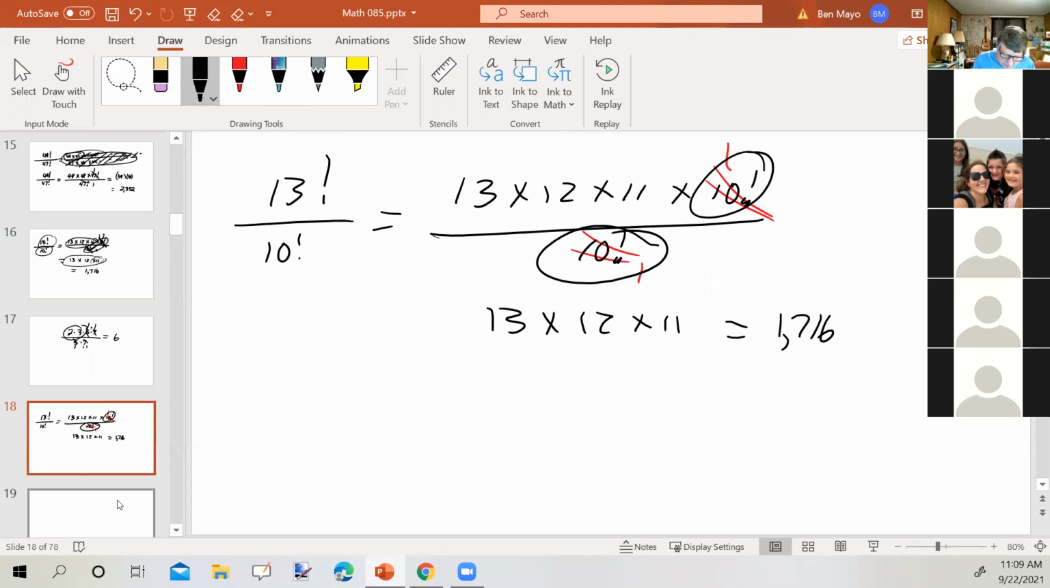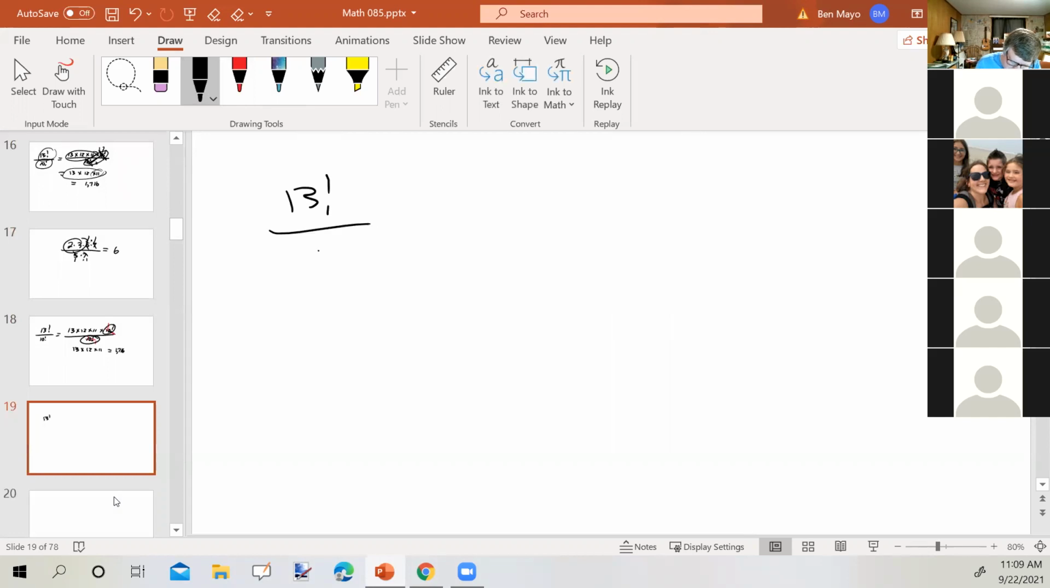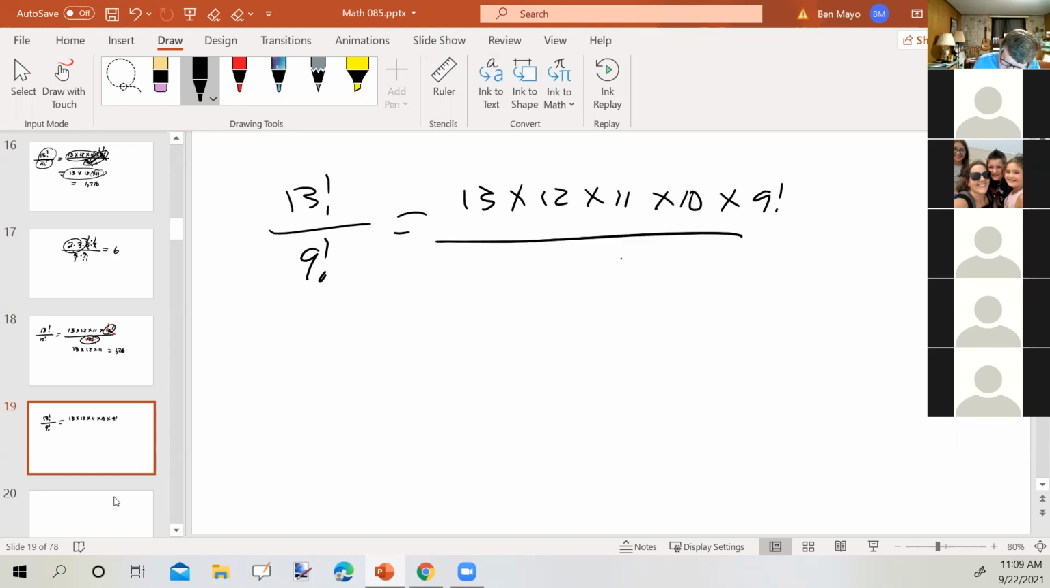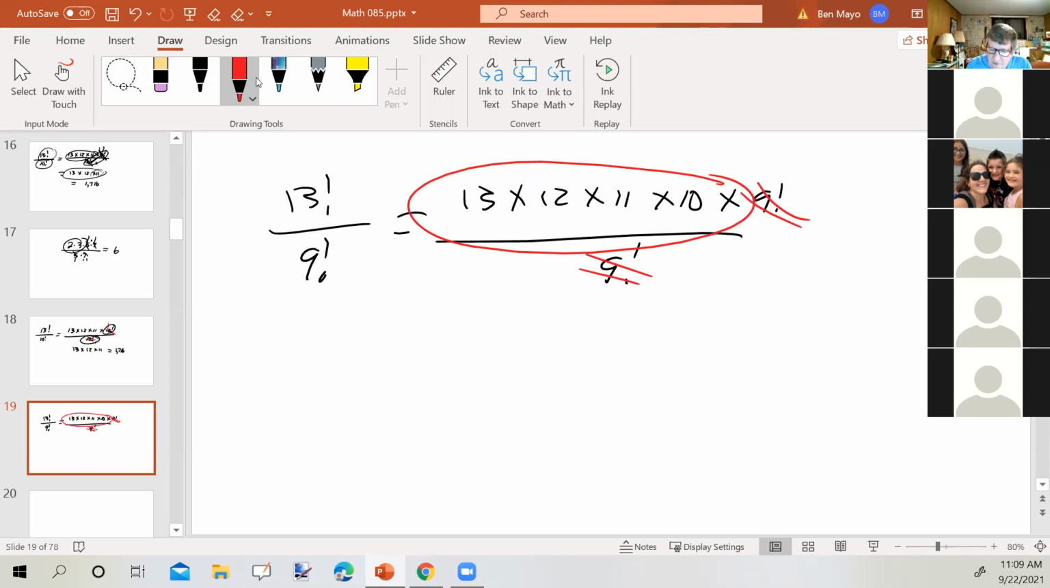Oh, okay. Let's do a different one. Let's say we have 13 factorial over 9 factorial. Then I would do this. I would take it all the way down to 9 factorial so that I could get rid of it. And then I'd multiply all that together. Is that making sense? Yeah. So the idea is to wipe out that. So I have to expand that to where I can get it to there.